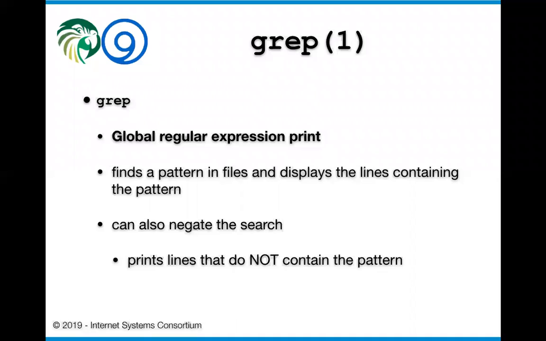One of the neat things about grep is that it can also negate the search. So I can go in and say I want to find all of the lines that do not contain a certain string. So if I know that my log file, for example, is full of the string enthusiasm, then I can go in and say grep -v enthusiasm and give it the name of a file, and it's going to show me every line in that file that does not have the word enthusiasm.